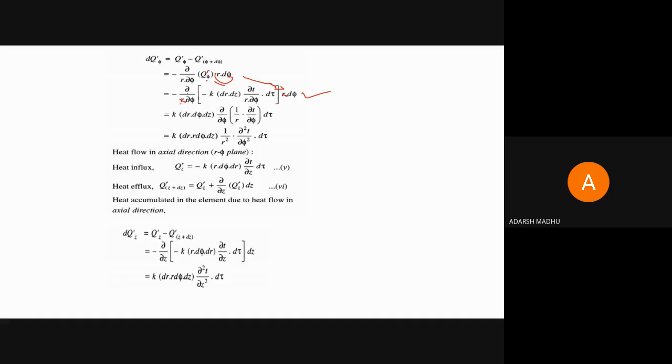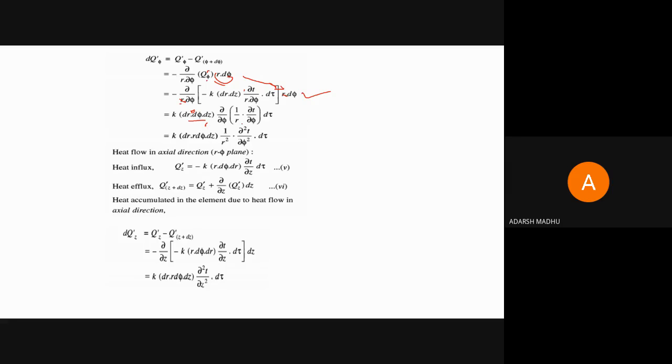Then the remaining term will be dou by dou phi of, here there is a 1 by r, dou t by dou phi into d tau. Okay, here r and r get cancelled. So we want an r here, right? We want an r dou phi. We want an r here. So what to do to place an r here? Multiply and divide by r in this equation. So there is an r we get in the numerator and there is an r in the denominator.